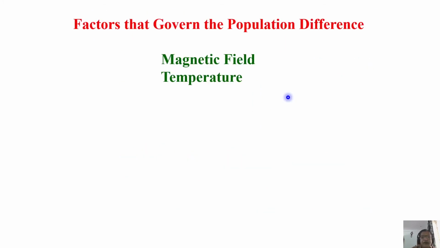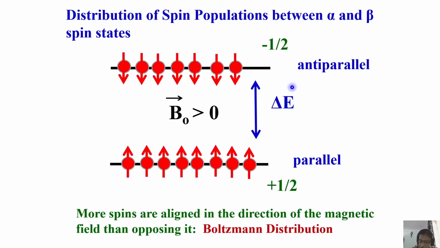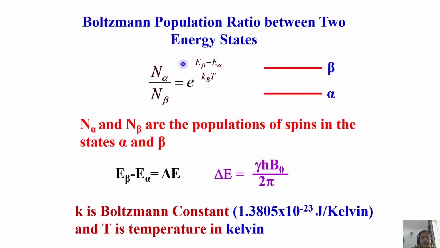Okay, let us find out what the factors are that govern it. If you look at this equation, what are the factors which govern the population ratio? One is energy separation, because it is in the numerator. The larger the energy separation, the larger this population ratio becomes. When does energy separation become larger? It is linearly proportional to the magnetic field. So when the magnetic field keeps on increasing, energy separation becomes larger and larger. That's what we saw. According to this equation, the population ratio becomes more and more.